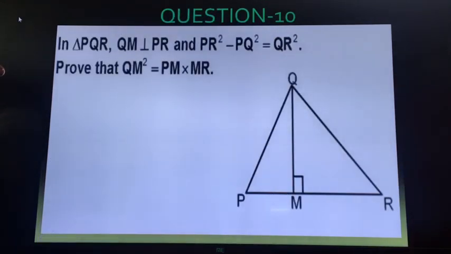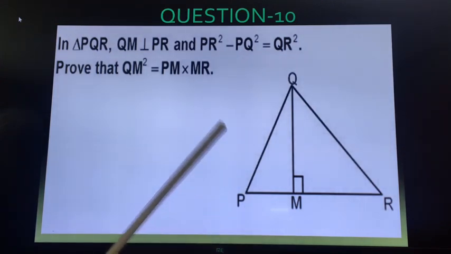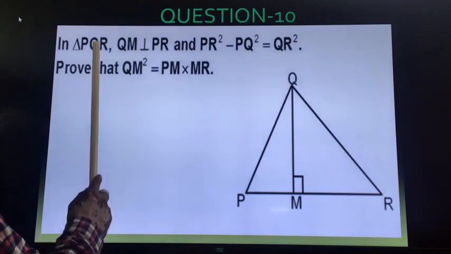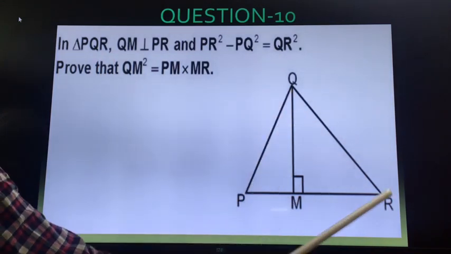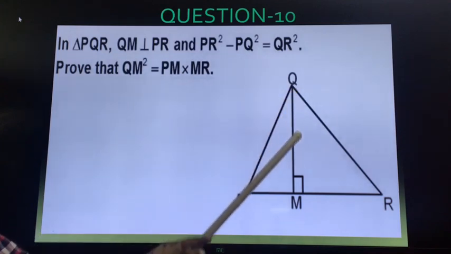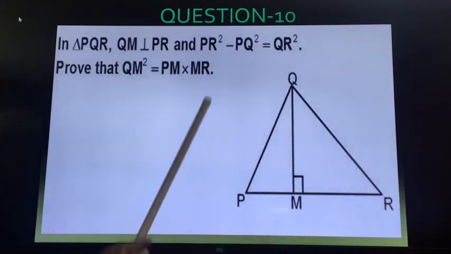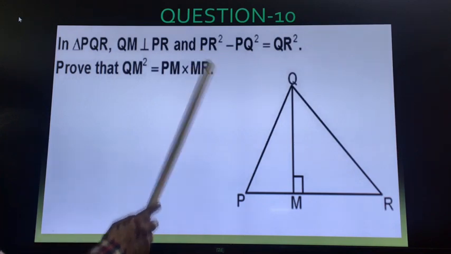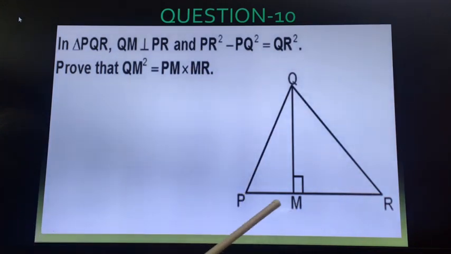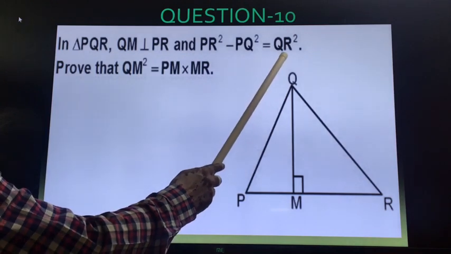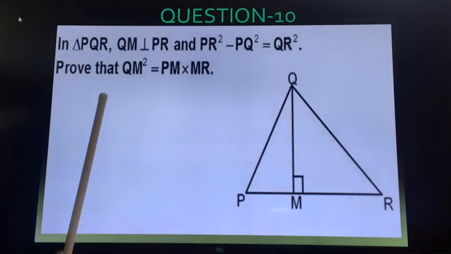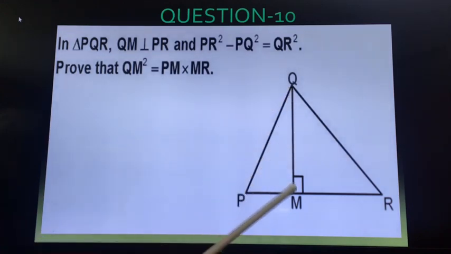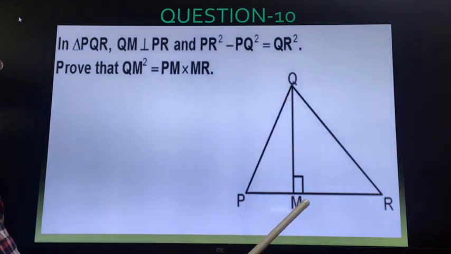Now see the next question. This is the last question for today. So please do these questions in your notebook and understand each and every question carefully. So what is given in this question? Triangle PQR is given. In this, QM line is perpendicular to PR, and it is also given that PR square minus PQ square is equal to QR square. Then we have to prove that QM square is equal to PM into MR.